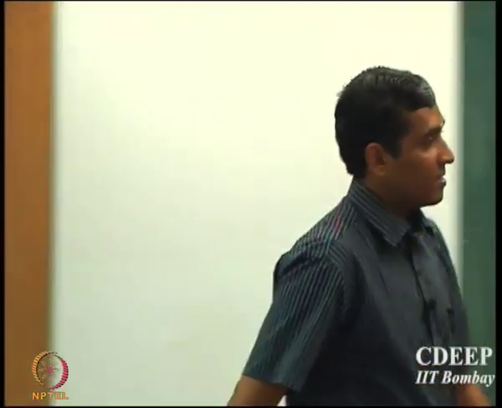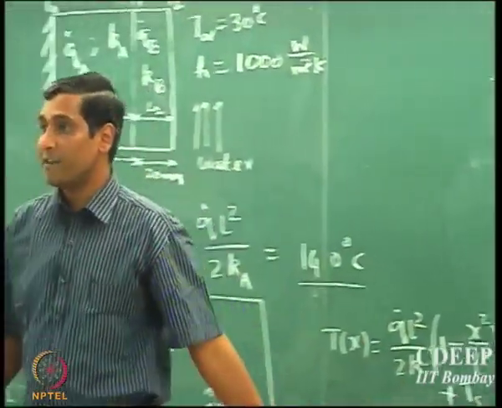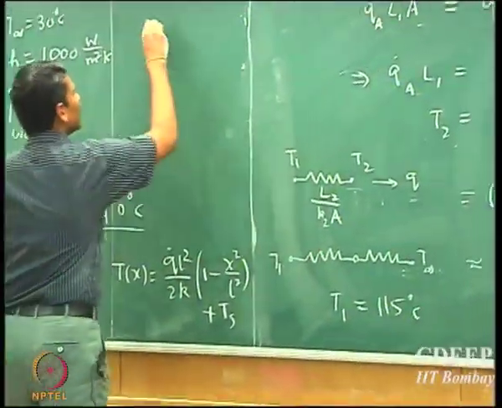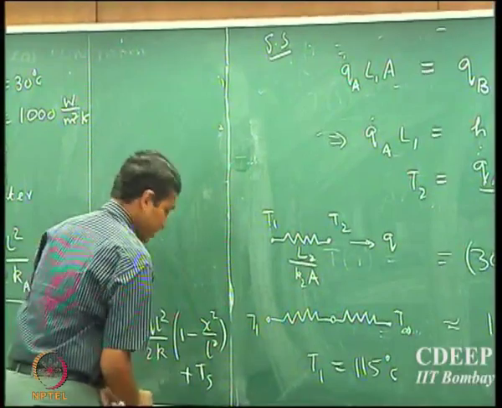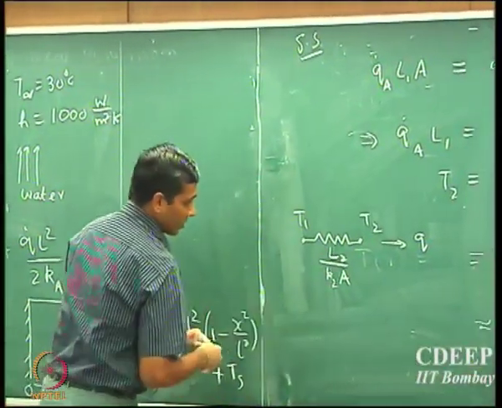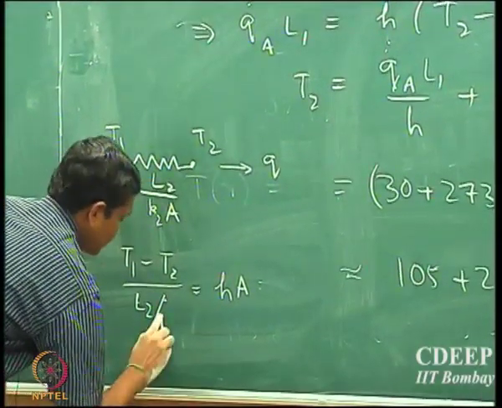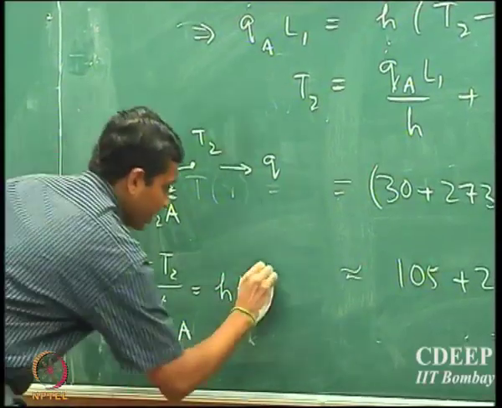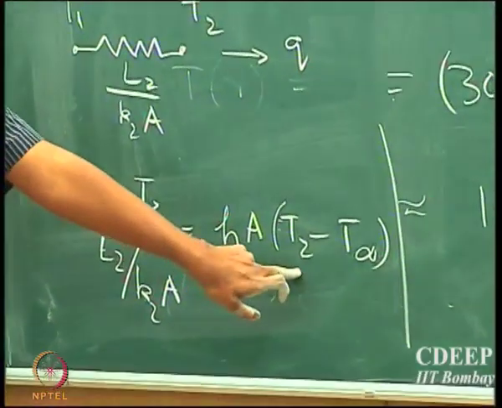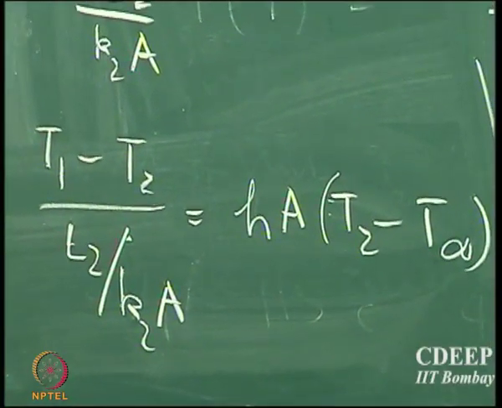You don't need to know. You know what Q is. Q is h into A into (T2 minus T infinity), so the area will cancel out when you actually write it. So it's easy. For the benefit of everyone, I'll write it here. So T1 minus T2 divided by L2 by K2 A equals h into (T2 minus T infinity), right? So the area will cancel out, and you know what T2 is already, you know what T infinity is, so you should be able to find T1. Okay? Any other questions?